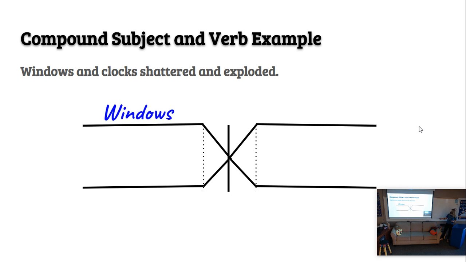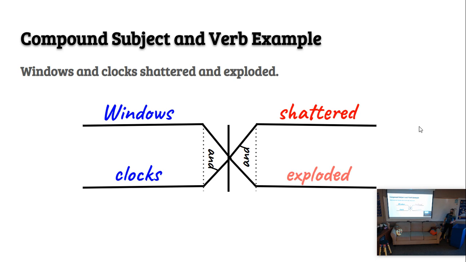All right, then we just plug it in, right? We're going to do windows. We're going to do clocks. Don't forget our conjunctions. We're going to do shattered, and we're going to do exploded. Okay, so that would be our compound subject and compound verb example.